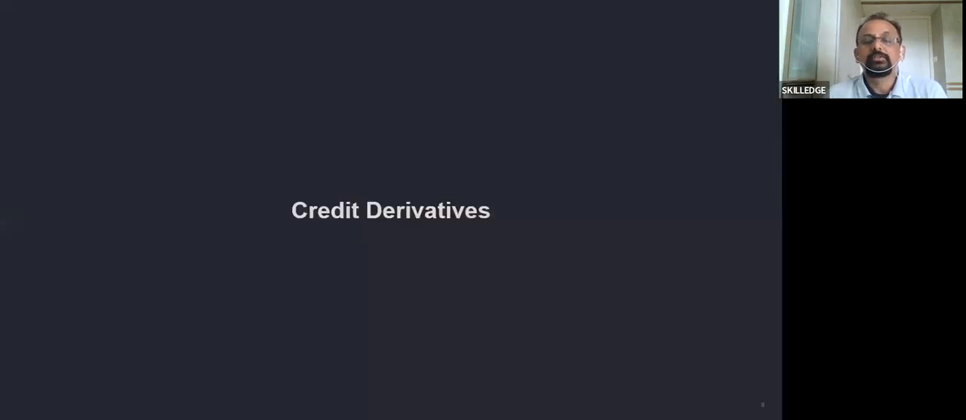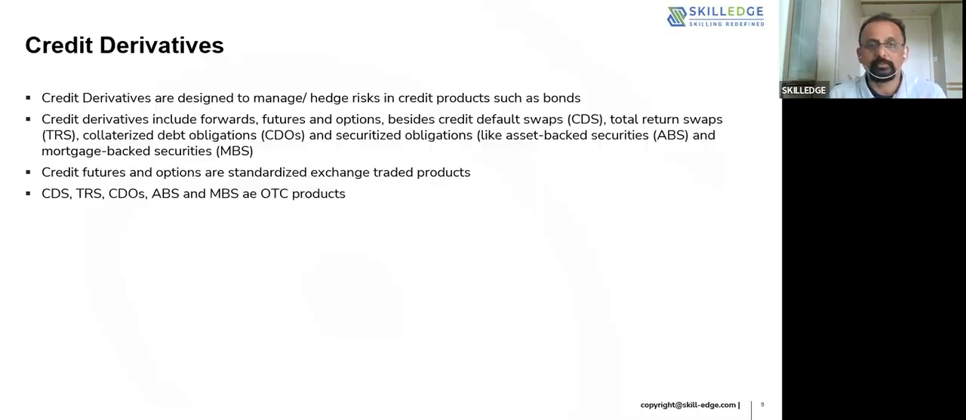So let's look at some specific credit derivatives products like futures, options, etc. There are multiple credit derivatives products, right? So what are the credit products? Typically it's a bank loan, a guarantee, or a bond, for example. A bond is a credit product. By issuing bonds, the company takes debt. They're not taking equity. So credit derivative products: forward contracts are there.